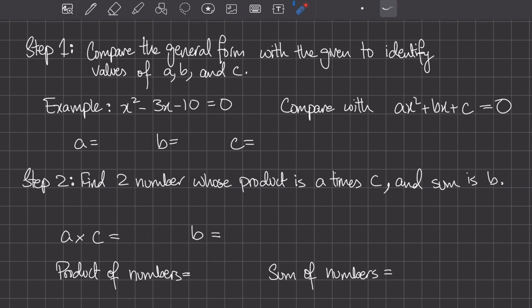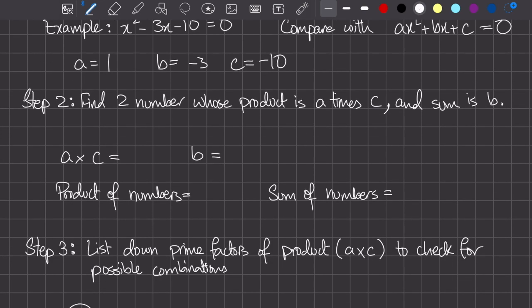The first step to factorize a quadratic equation is to identify the values of a, b, and c in the equation. This can be done by comparing the general equation to the equation given in the question. To help better understand, let's do an example side by side. We need to solve the equation x squared minus 3x minus 10 equals 0. Here, we identify our numbers as 1, negative 3, and negative 10.